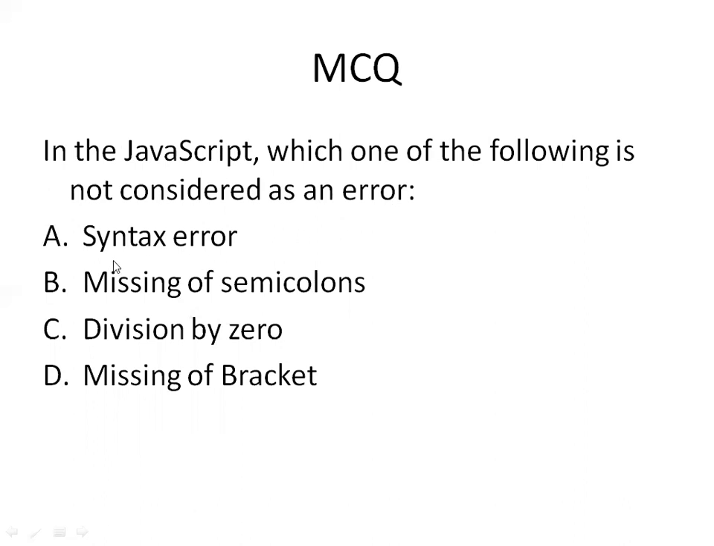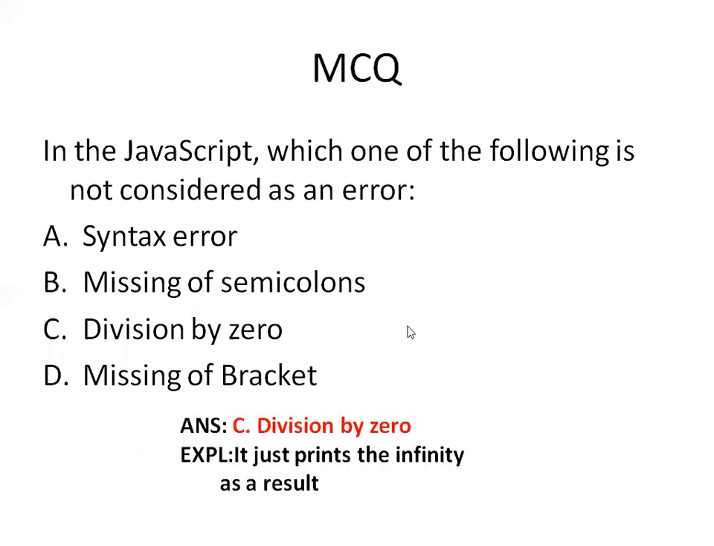In JavaScript, which one of the following is not considered as an error? Option A, syntax error. Option B, missing of semicolons. Option C, division by 0. Option D, missing of brackets. As we all know, JavaScript will identify a syntax error. It will identify a missing semicolon also. It will identify a missing bracket also, but it does not detect division by 0 as an error. Therefore, option C is the correct answer. Division by 0 just prints infinity as a result.